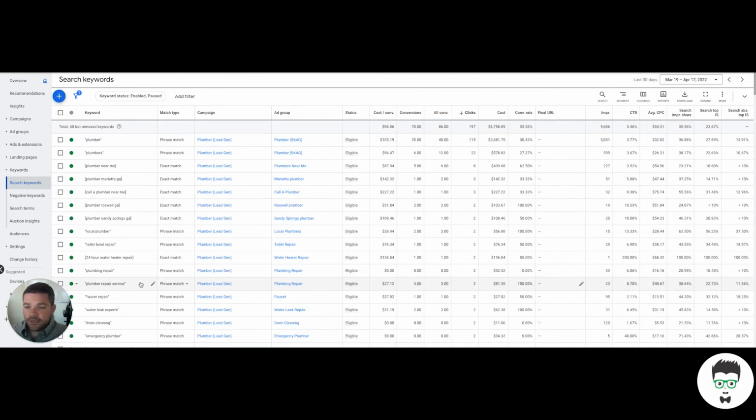So as you'll see, these are very intent-based keywords. So we're using what we call phrase match and exact match. What phrase match means is that the search has to include that there's plumbers in there. And this exact match is exactly like it sounds. This is what they search for exactly, and it pops up with this. And this just gives us another level of quality clicks.